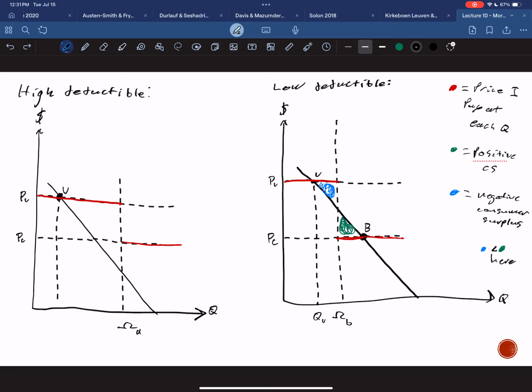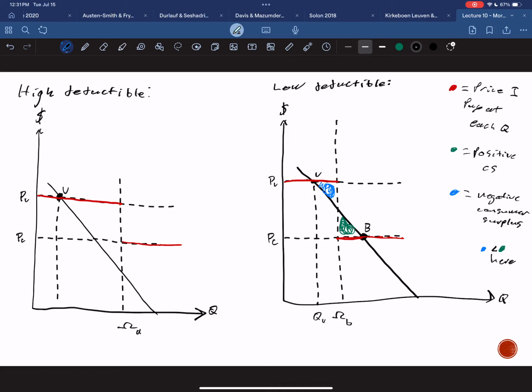I probably could have drawn the graph a little better. Could have moved omega B over a bit, but just pretend that this is obvious from the picture here. And so you're going to go to point B, right? The consumer loses this much from overpaying for that medical care, but gains this much for underpaying for that medical care, relative to how much they're willing to pay, which is again given by the demand curve. They're going to go to point B, right?